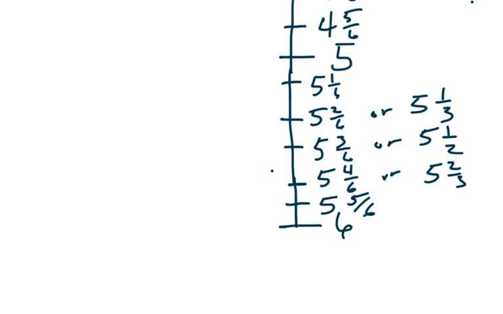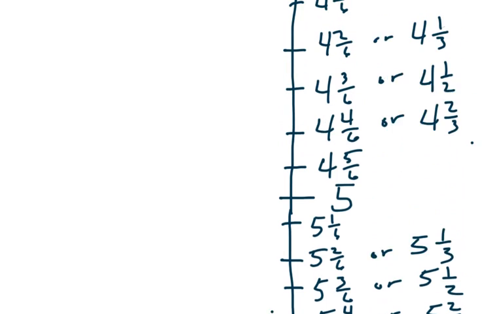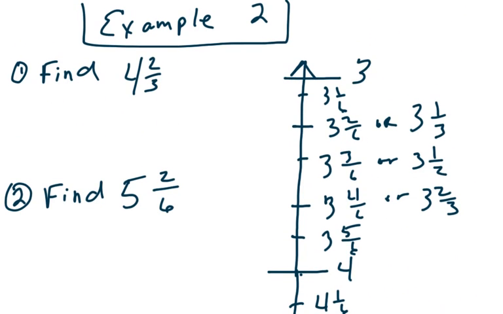This is kind of squeezed in a little bit. I'm sorry about that. Once we see a bigger number line, we'll make sure that we have plenty of space. I should have changed colors here. So now let's go through and work our examples. The first one says find 4 and 2/3. We'll switch colors.